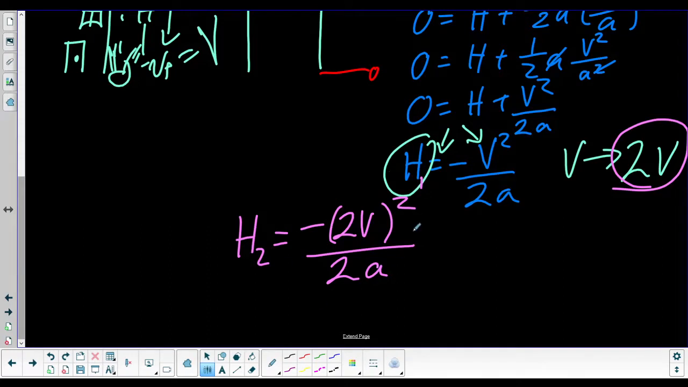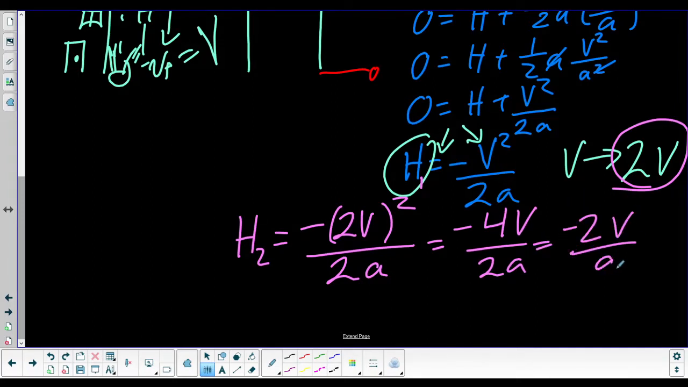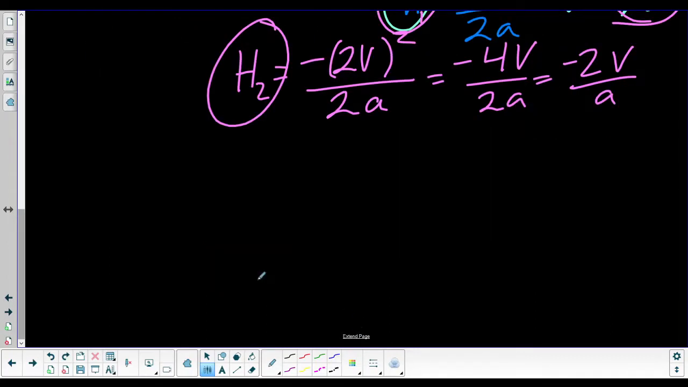Okay, let's simplify and clean this up a little bit. This is negative 2v squared, which would be 4v squared over 2a, and then 4 over 2 can be reduced to 2. All right, so here is the height that we need to be at to get double the velocity. Here's the height that we need to be at to get the velocity. Now what we're going to do is set up a ratio of them to see how much bigger this height is than that height.